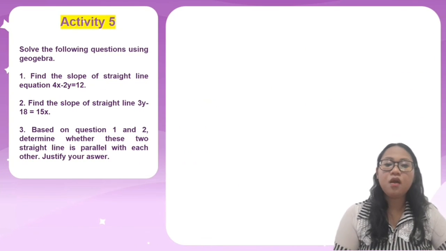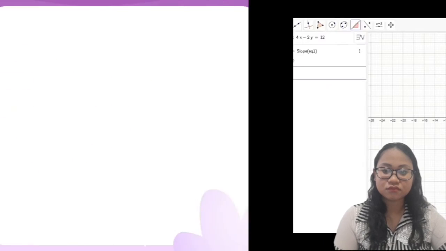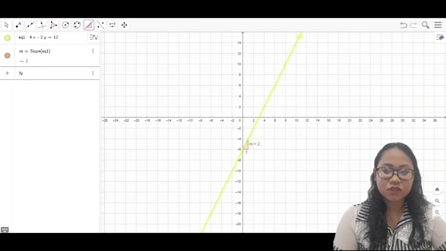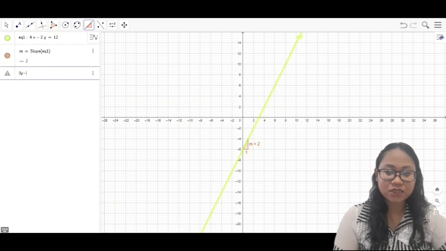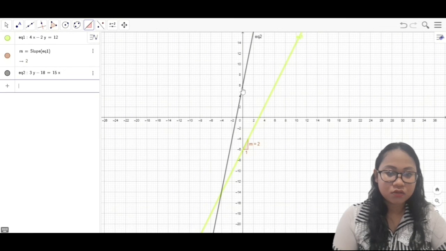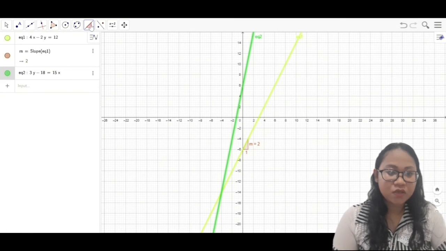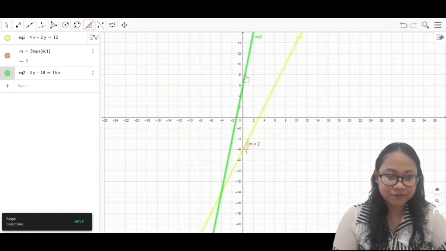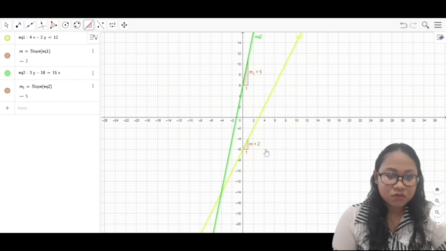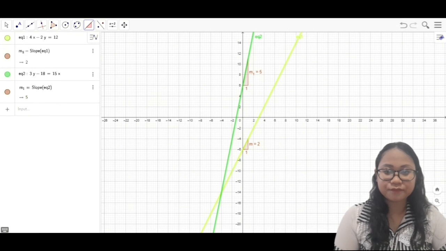Question 2. Find the slope of straight line 3y minus 18 equal to 15x. The equation for the second question is 3y minus 18 equal to 15x. Repeat the same step. Choose slope and click the straight line. So the slope for the second equation is equal to 5.